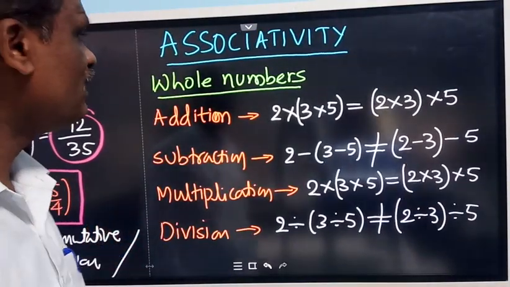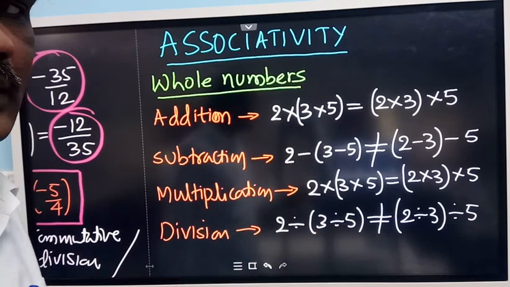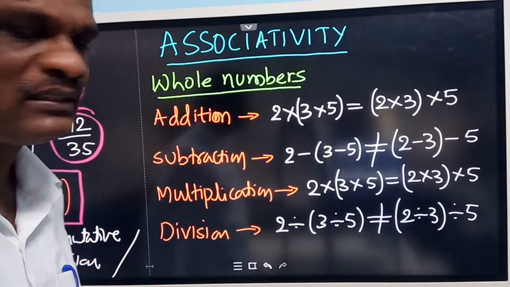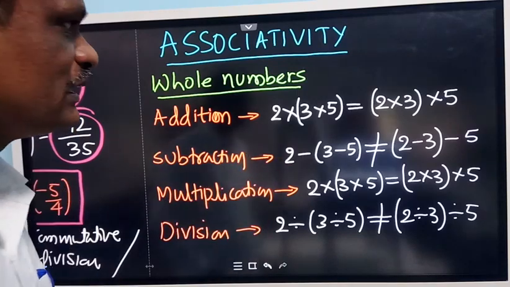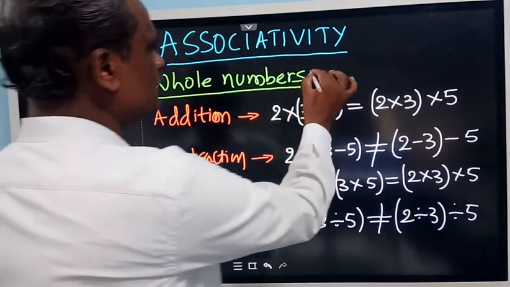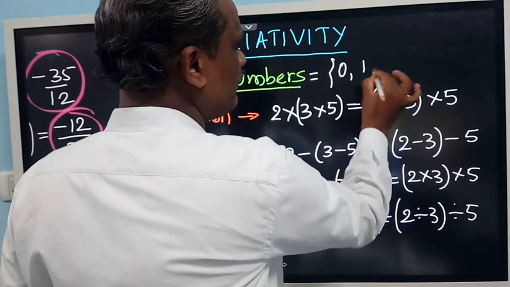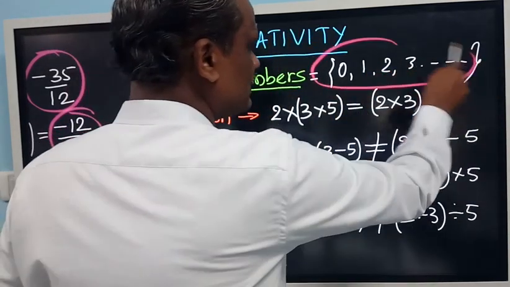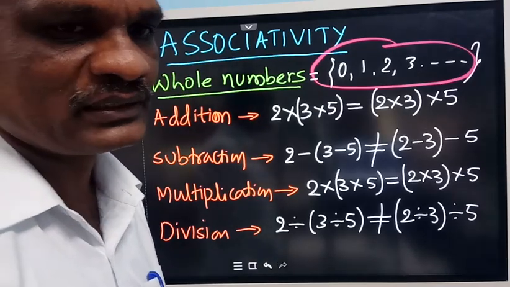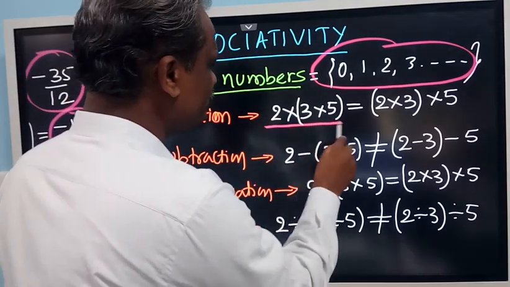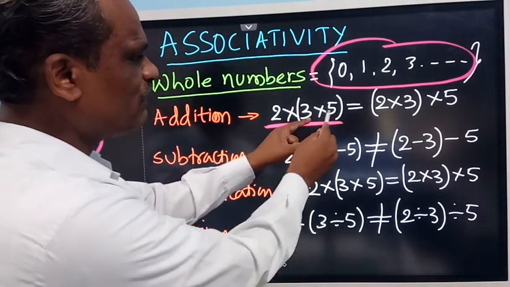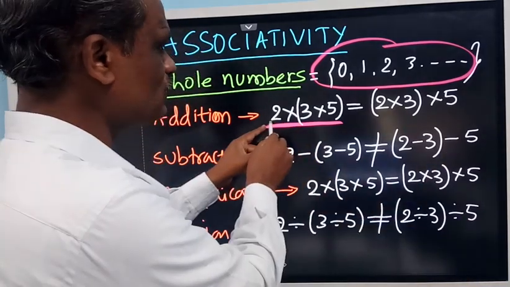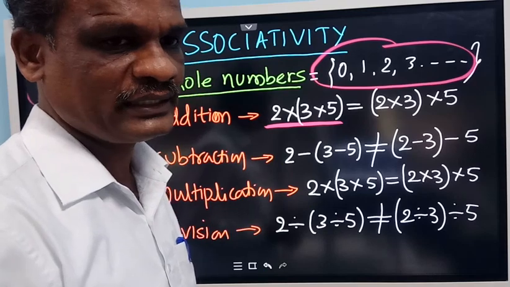Associative property, recall for the whole numbers. Before we go to the rational numbers, as you studied whole numbers in 6th and 7th, let us recall once again what is associative. So you need to select whole numbers, meaning a set of whole numbers contains 0, 1, 2, 3, like that up to infinity. Among these numbers, select any three numbers and multiply them. First you multiply 5 and 3, you will get 15. Then you multiply by 2, you will get 30.